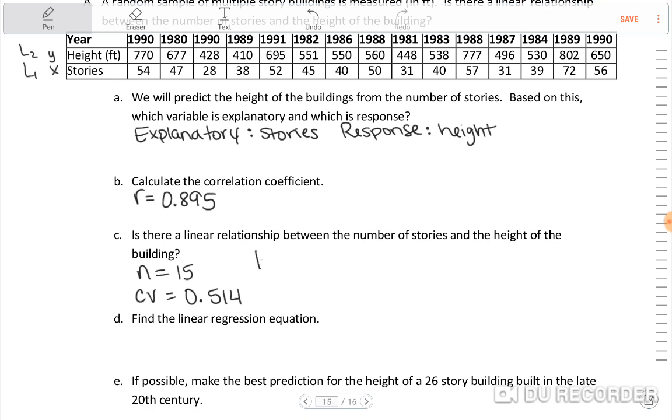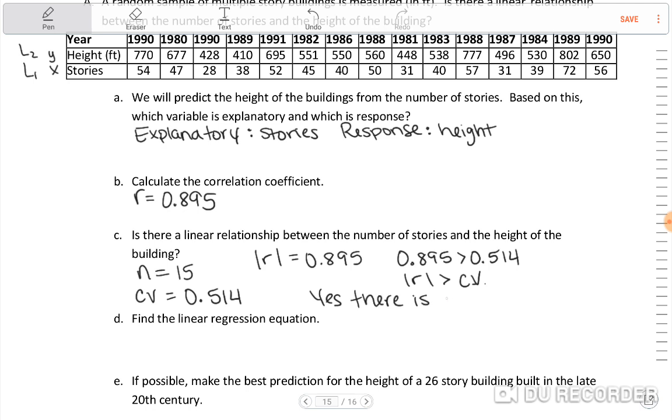Okay, and I want to compare the absolute value of R, which is 0.895, to my critical value. So 0.895, is that greater than or less than 0.514? It is greater than. So if the absolute value of R is greater than your critical value, what do we say? We say that, yes, it's linear. Yes, there is a linear relationship.